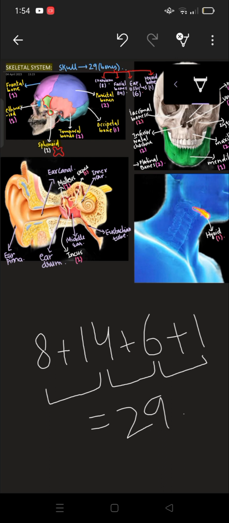So this was all for today. In the next video, we'll be counting the ribs, sternum, as well as the vertebral column. This was all for today.